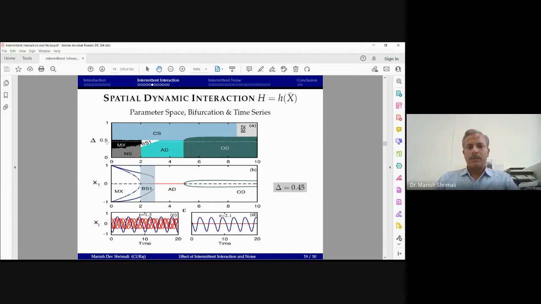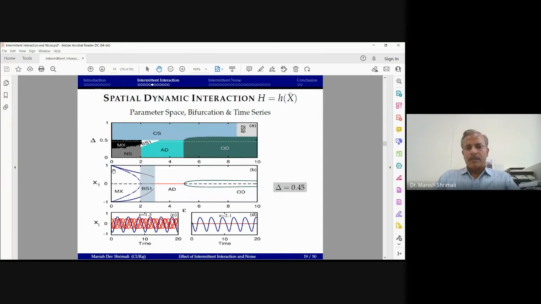there is no interaction. And you can see that there are a variety of emergent collective behaviors observed. Mostly you can see that for the delta greater than 0.5, it is all complete synchronization state, but for less than 0.5, you have a bistable state, which is a mix of the synchronized oscillations and the steady state, and then it goes to the amplitude death. For higher coupling strength, it goes to the oscillation death.